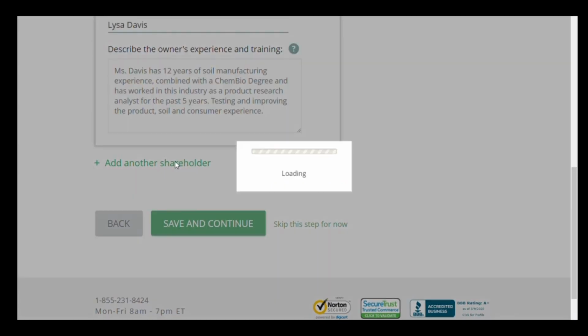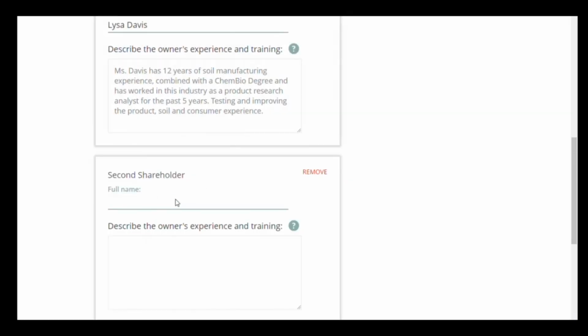Add another shareholder. We will say, we could say John Smith.